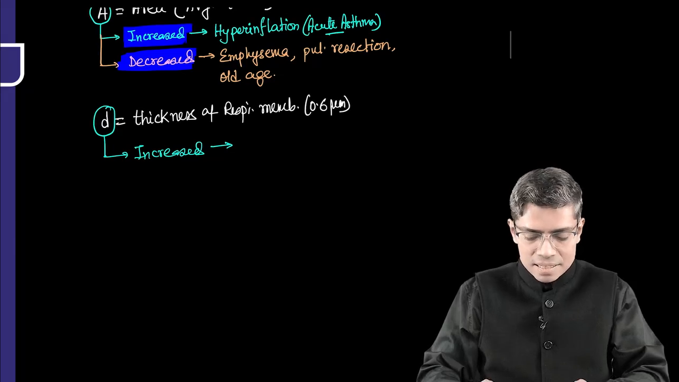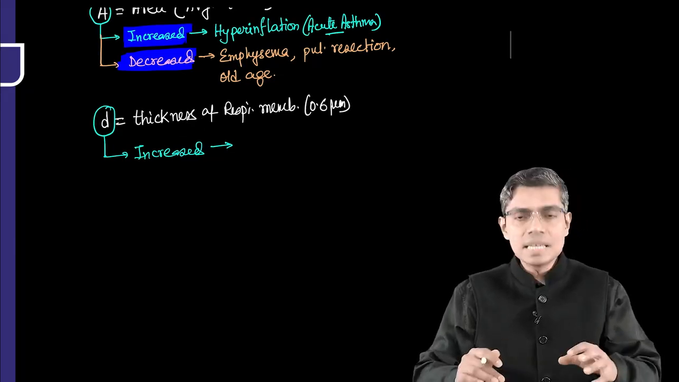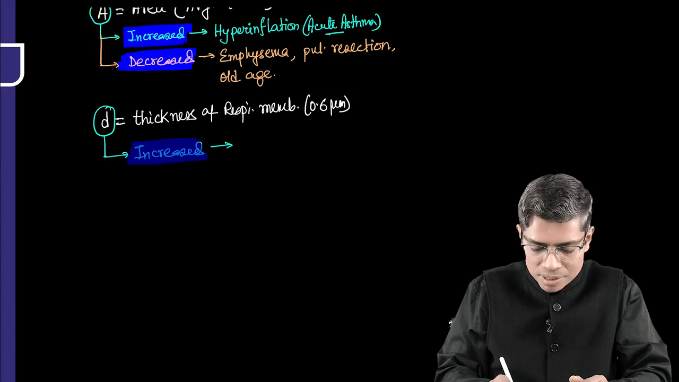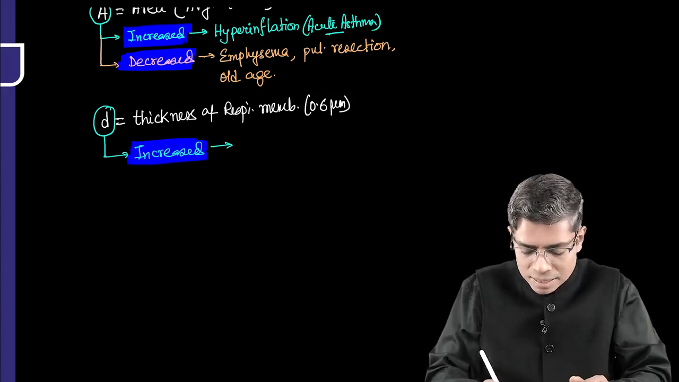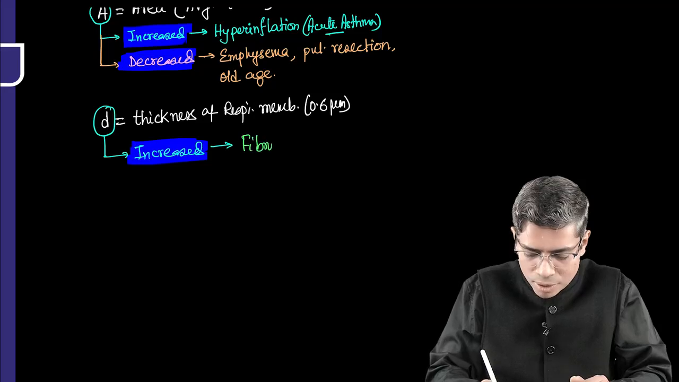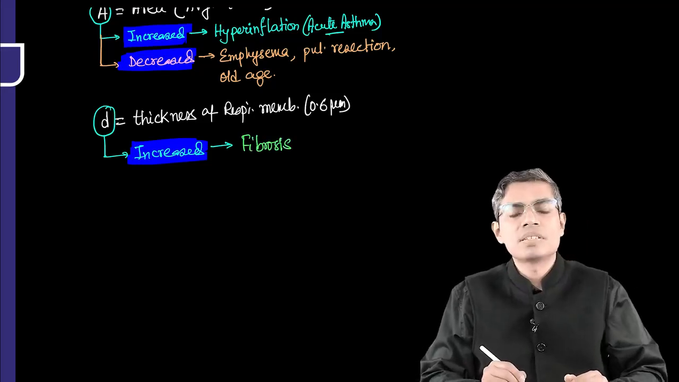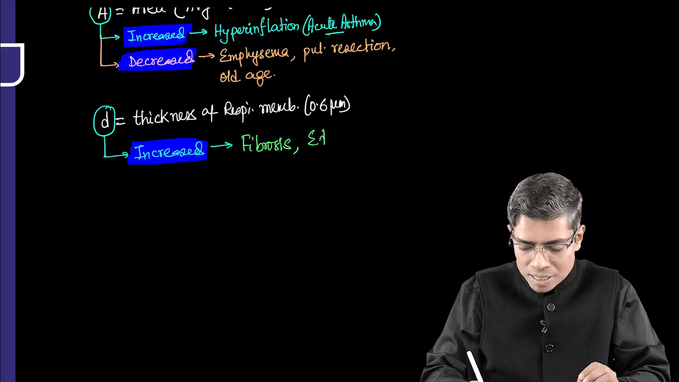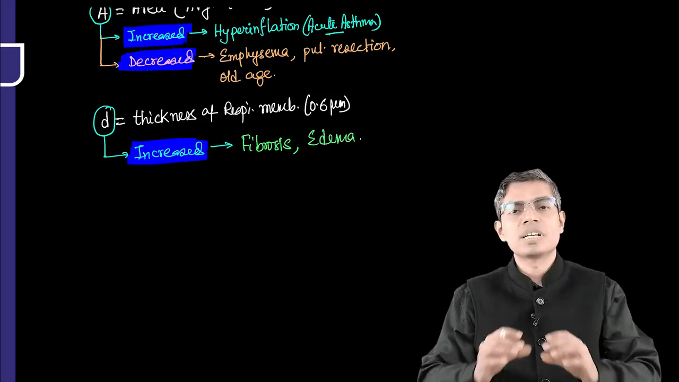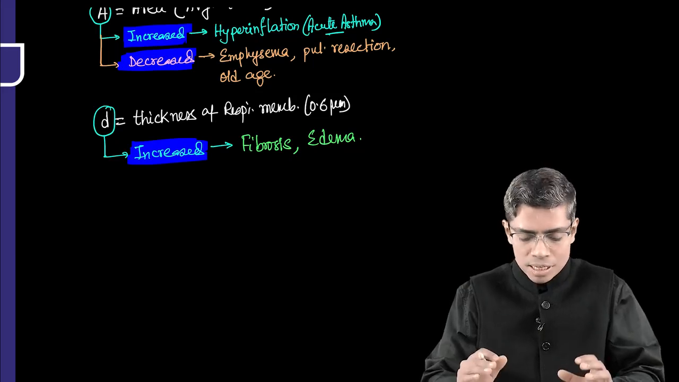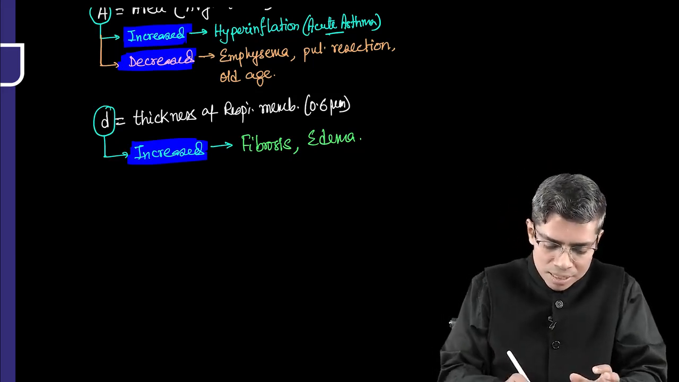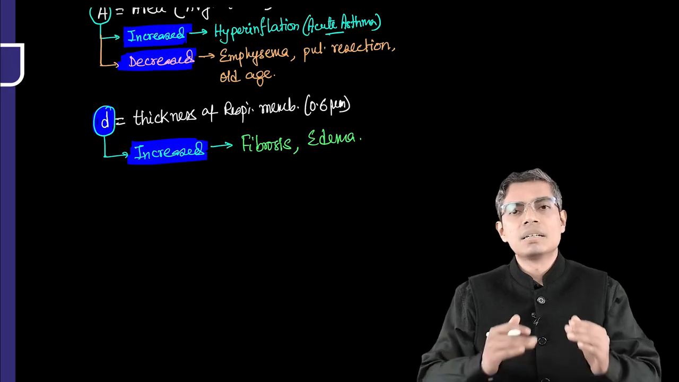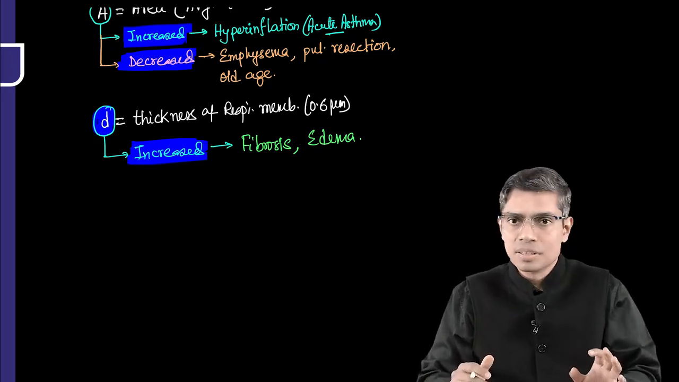So if the thickness is increasing, what will happen? D is in the denominator. So if the thickness is increased, then obviously the diffusion capacity of the lung will be decreased, and it is seen in lung fibrosis, where there is deposition of fibrous tissue at the level of the lung interstitial tissue, or in pulmonary edema, where water is deposited in the lung interstitial tissue. In all of these conditions, the diffusion distance increases, and because of this the diffusion capacity of the lung is reduced, right?